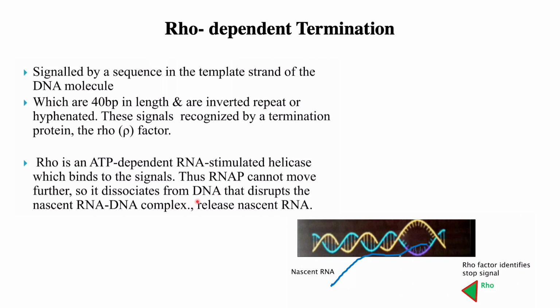Once this protein binds to the signals, the unwinding of the DNA helical structure does not happen. So the RNA polymerase cannot move any further because the DNA strands are still bound together. Because of this, the RNA polymerase dissociates, that is, it gets disconnected from the DNA, and this disrupts the nascent DNA and RNA complex. It breaks this complex, and hence the new RNA molecule that is formed is released from the DNA template. So this is how Rho dependent termination works.